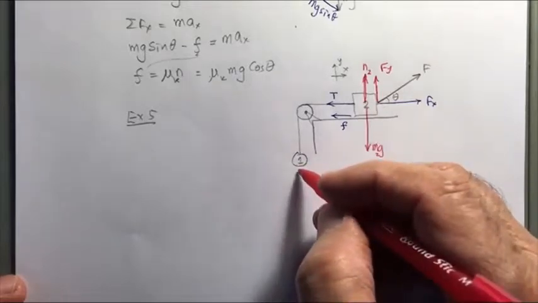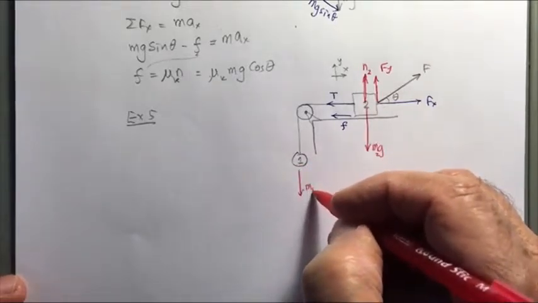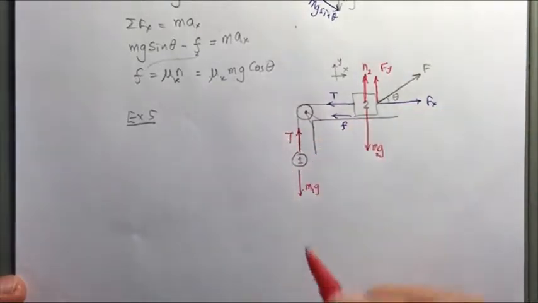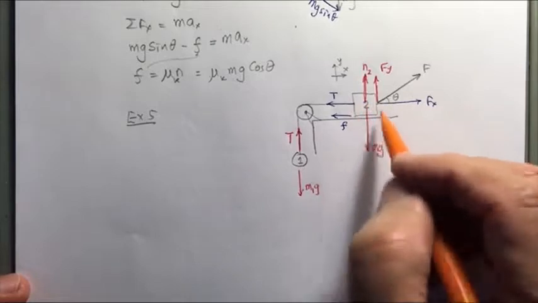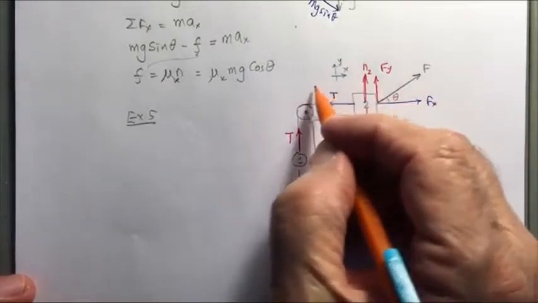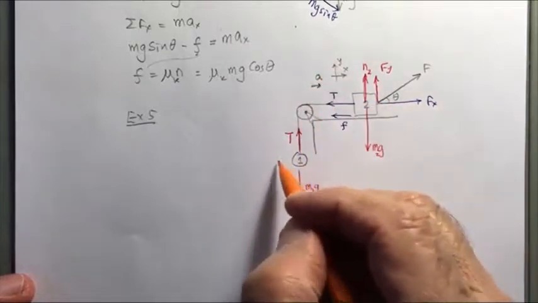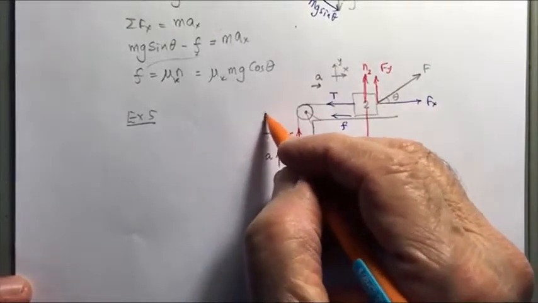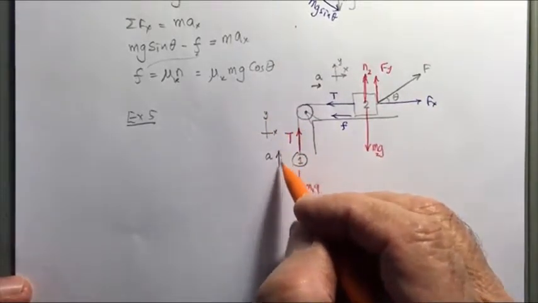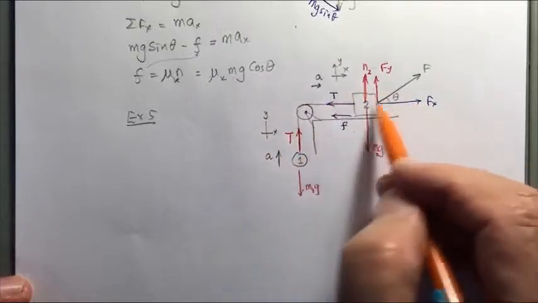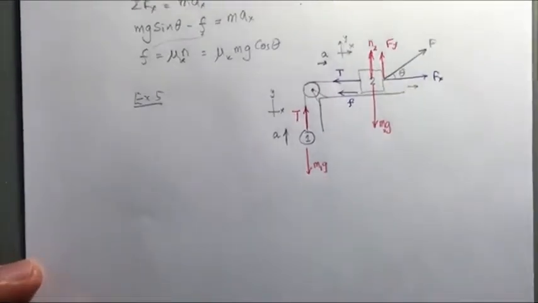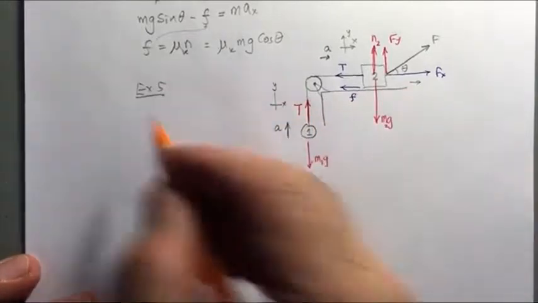For number 1, we'll have m1g, and the upward force would be the tension. Now, if it's accelerating to the right, we will have an acceleration in this direction, and this will have an acceleration in this direction. And this is the positive y. This is the x. So the acceleration will be in the positive y. Here the acceleration is in the positive x. So let's write the equations. Let's say first we write for m1.